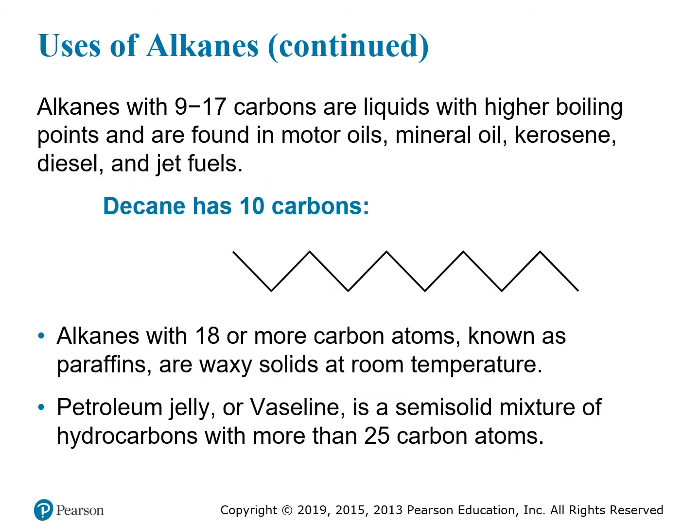Alkanes that have between 9 and 17 carbons in a chain tend to be liquids with higher boiling points at room temperature. And they're found in motor oils, mineral oil, kerosene, diesel, and jet fuels. These are thicker liquids, higher viscosity liquids. They don't flow as easily.